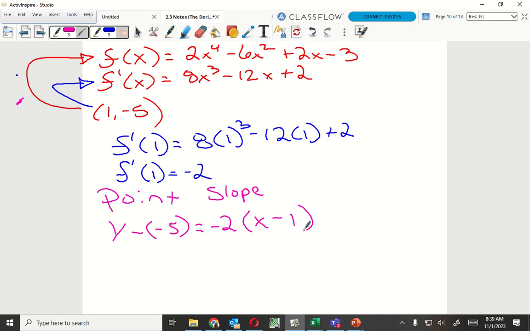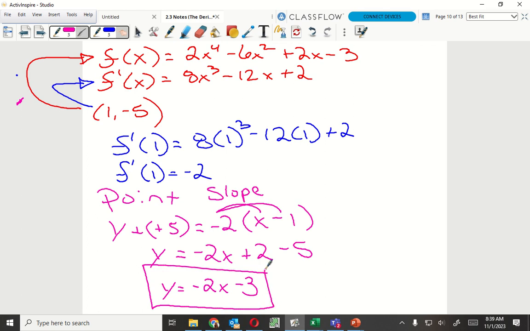That is the correct answer. But if it is a multiple choice, it's most likely going to give it to you as a y equals. You might have to rewrite it or do some more work to make it into y equals. So negative negative makes this plus. So I'm going to subtract 5 from both sides. So it's going to be y equals, let's distribute, negative 2x plus 2. And this 5 over here, I'm going to subtract 5 from both sides. So it's a minus 5. So my equation of the tangent line is negative 2x minus 3.